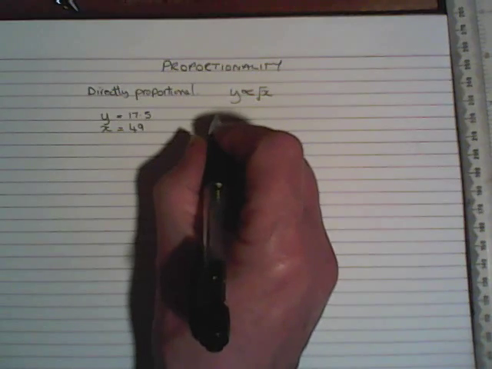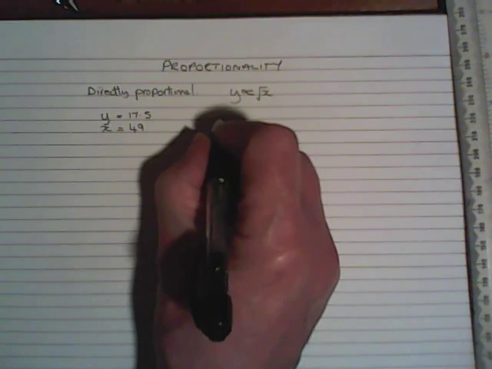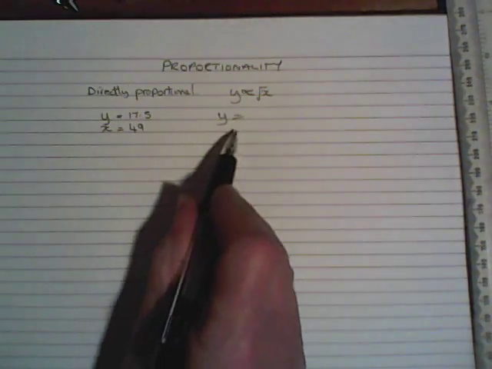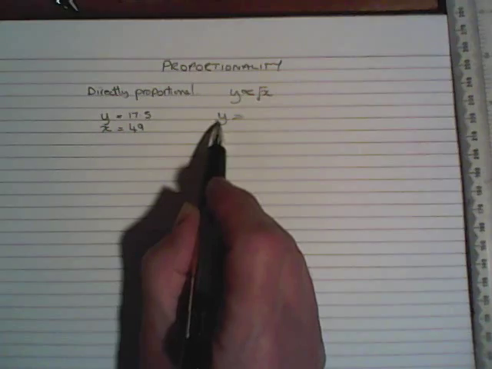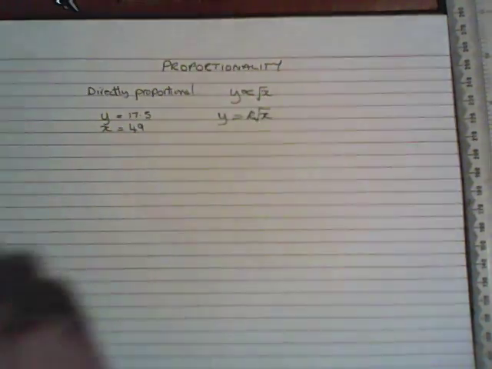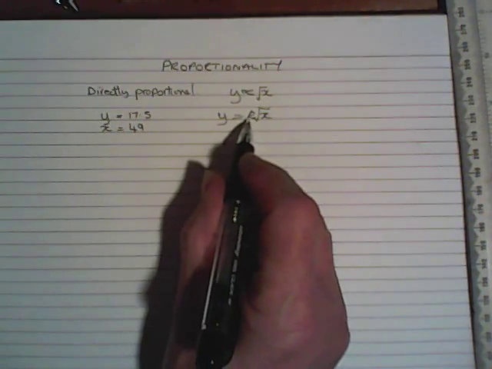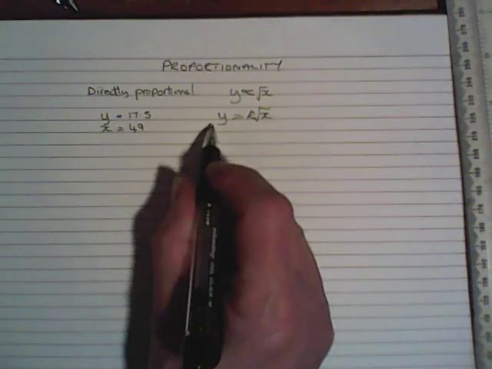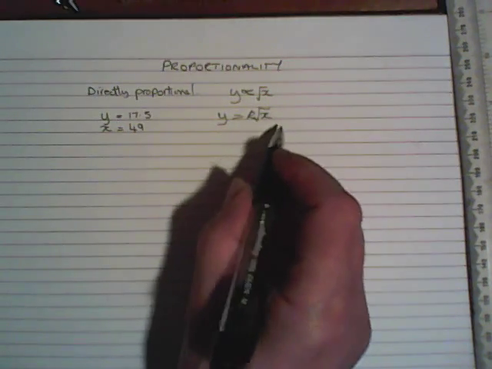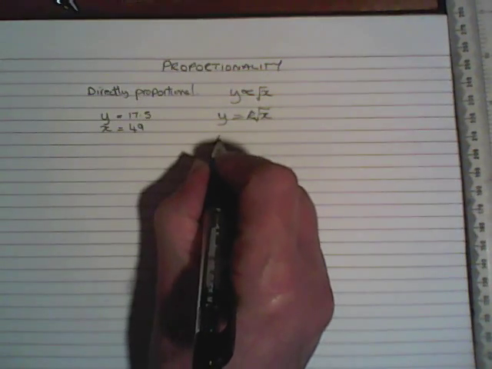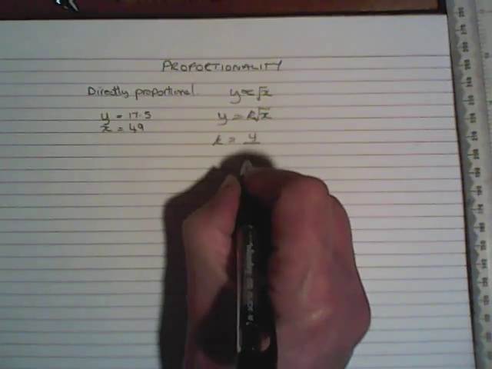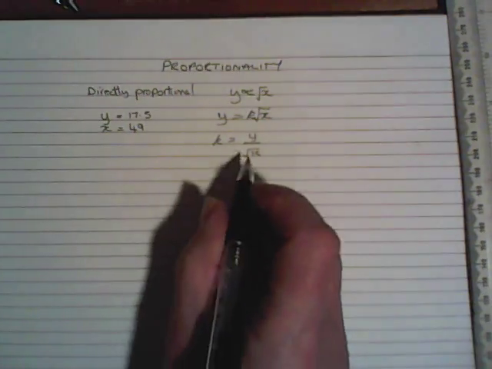And the symbol for this, when something is directly proportional, is y equals, it now becomes an equation. This is just a statement, and this now becomes an equation. And y equals k times the square root of x. Now we have some values here. We want to try and find k, so we need to rearrange this equation to find k. And the best way to do that would be to divide both sides by the square root of x. I'm going to bring the k over here, and that is equal to y divided by the square root of x.